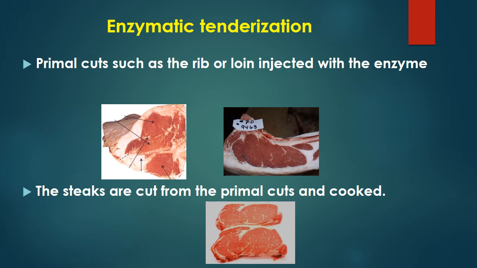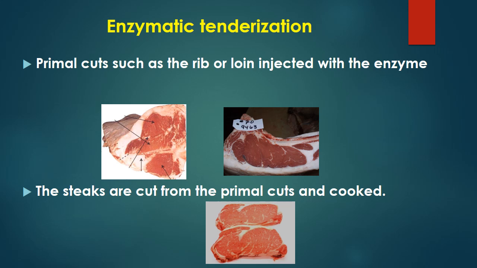The enzymatic tenderization, of course, we are going to discuss in more detail, how they are applied. Generally the primal cuts of meat like rib or loin are injected with a solution of these enzymes, and after that the steaks are cut from the primal cuts and cooked. So first the bigger cuts, primal cuts, are injected with different enzymes as a solution.